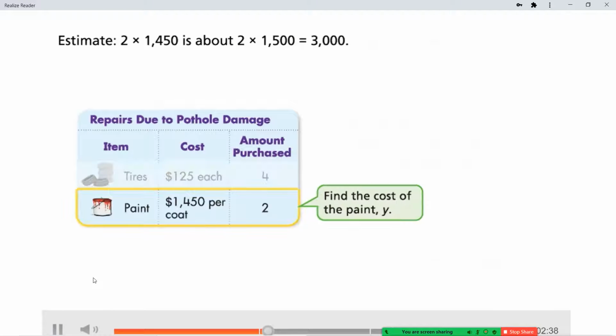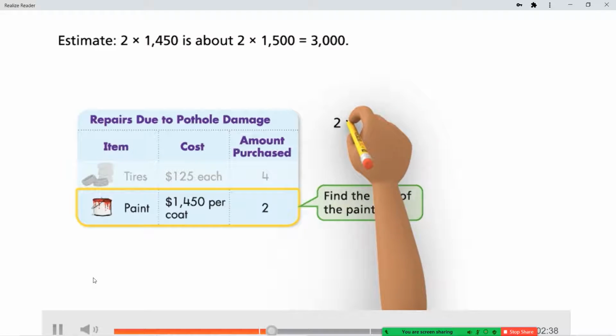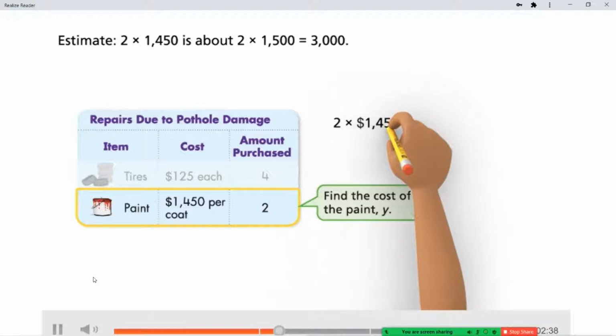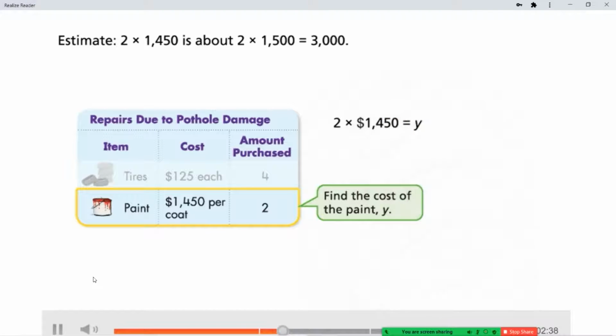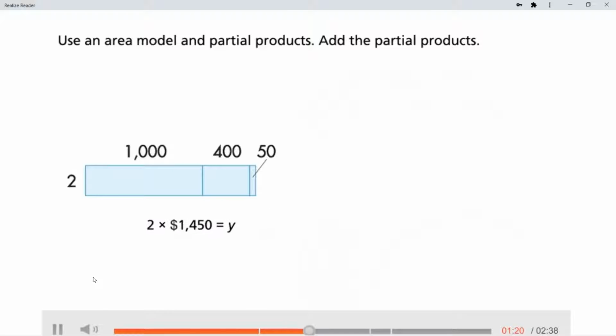Find the cost of the paint, Y. 2 times $1,450 equals Y. 2 times $1,450 is about 2 times 1,500 equals 3,000. Use an area model and partial products.